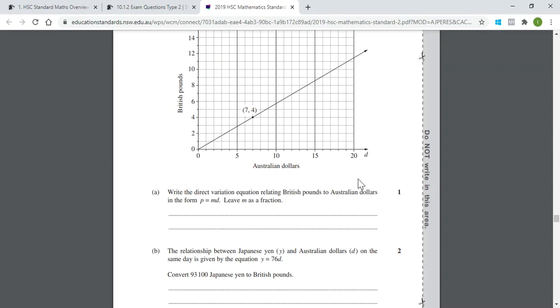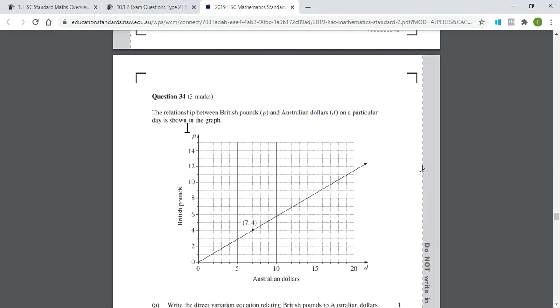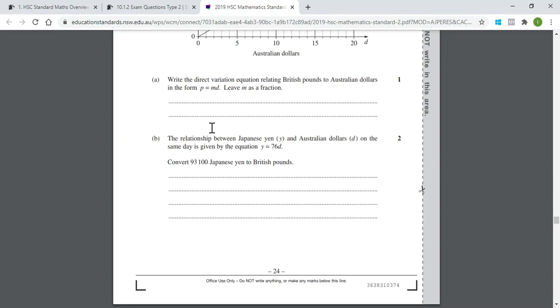Then the question is asking the direct variation between British pound and Aussie dollar. You need to write the equation of the line basically, and you can leave m as a fraction. So basically, p is pound, d is dollar. So they want you to write this equation in this form.